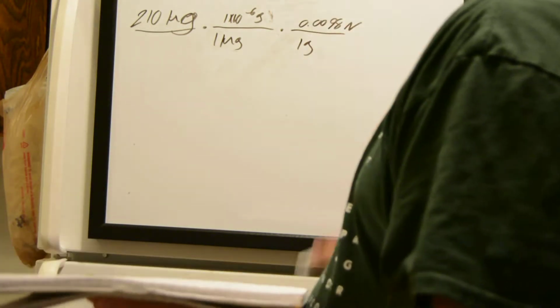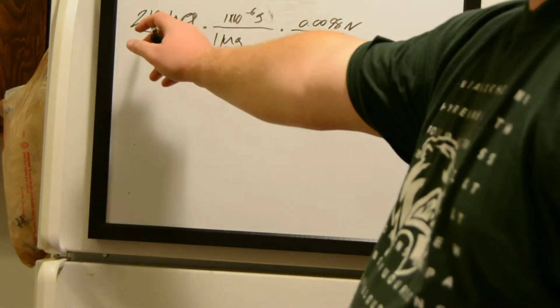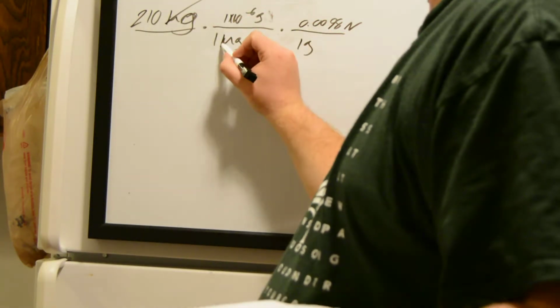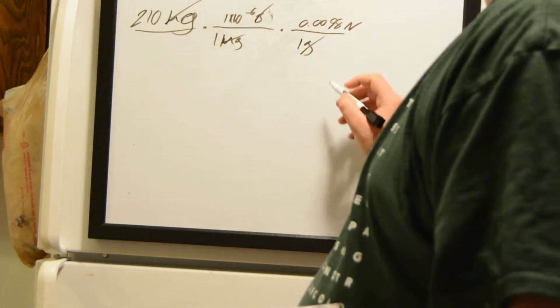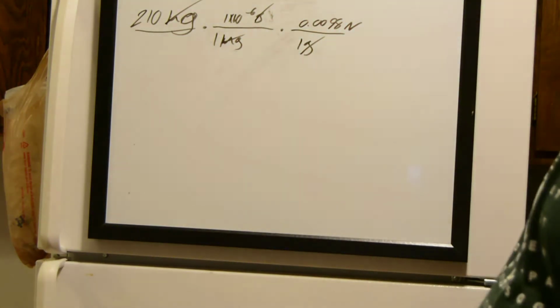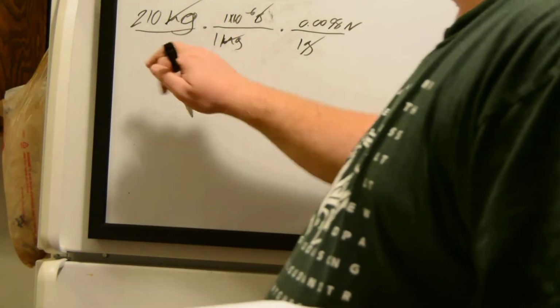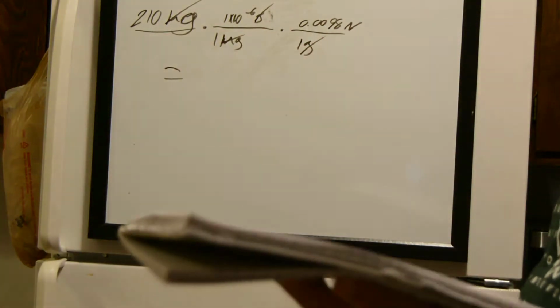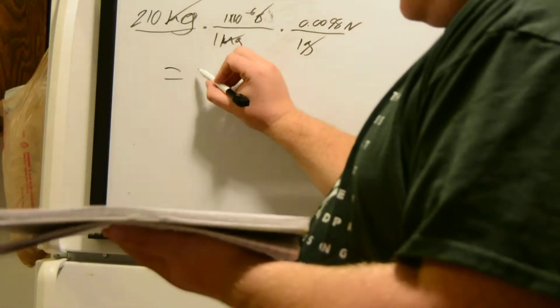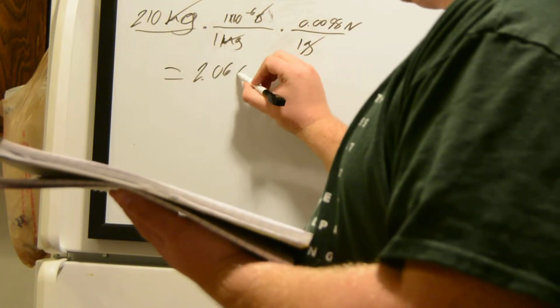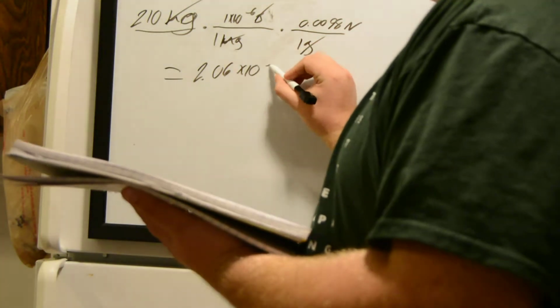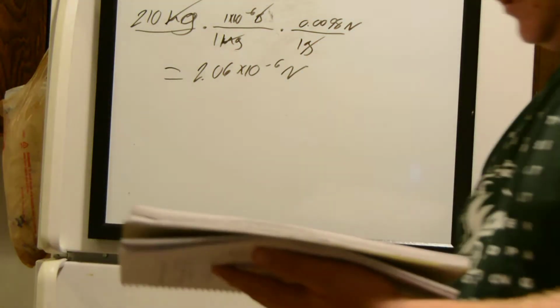0.0098 newtons. And then you can just take these, that cancels out your micrograms, cancels out your grams, and you're left with newtons, which is what we want. So we just multiply these top numbers all together, and that gives us that the weight of the average flea is 2.06 times 10 to the negative 6 newtons.